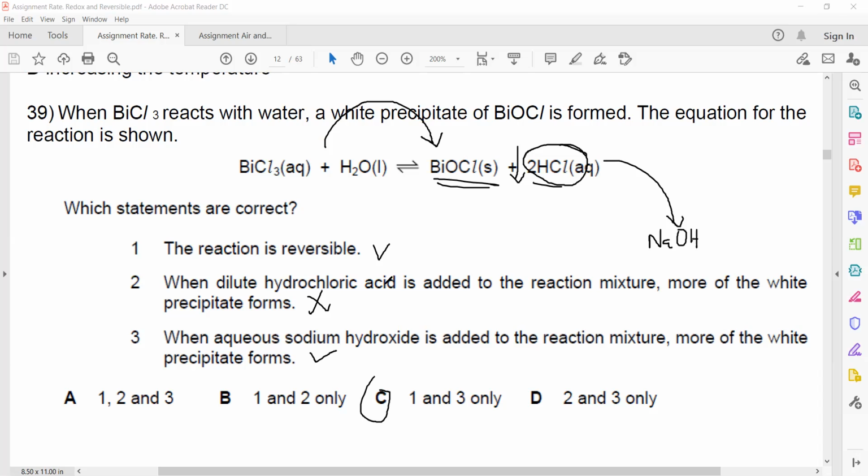Statement 2 is incorrect because if you add hydrochloric acid, equilibrium will shift toward left hand side. So the amount of white precipitate will decrease. Is this question clear? So basically the third statement was like removing a product, and how do you remove a product? By adding another substance which can react with the product.